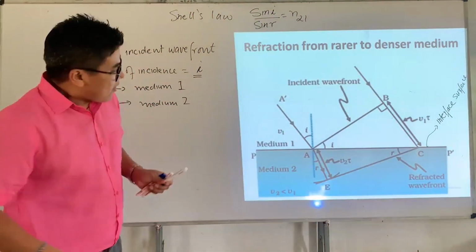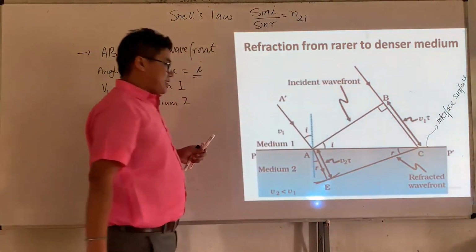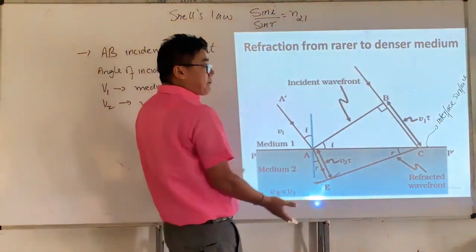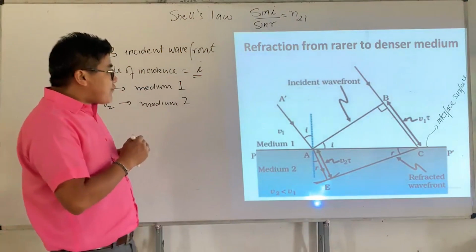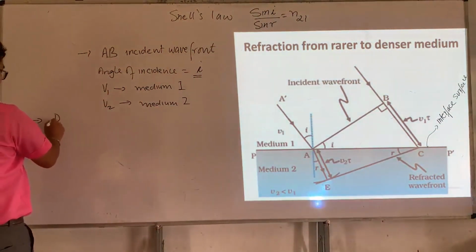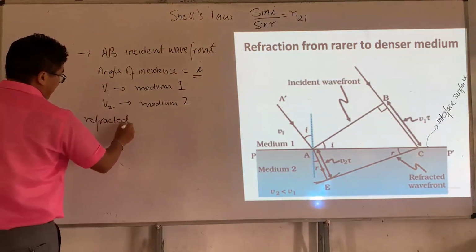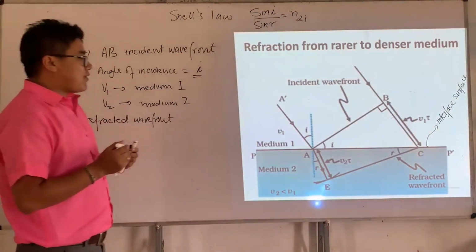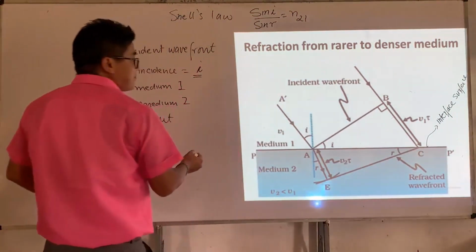Now look here. When light enters the second medium, refraction takes place. Now we would like to draw the refracted wavefront. So our job is to draw the refracted wavefront. How do we draw it? Again, simple. Look here.